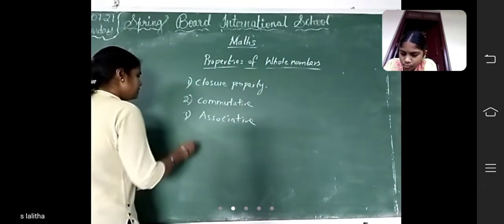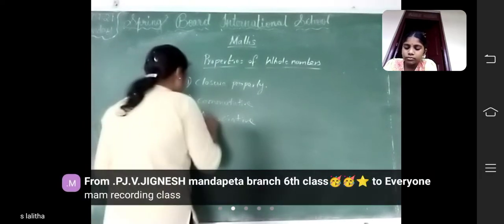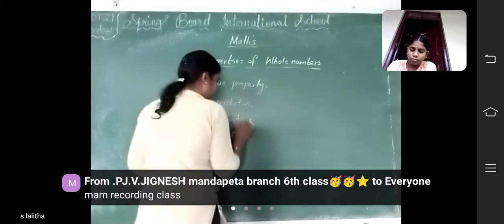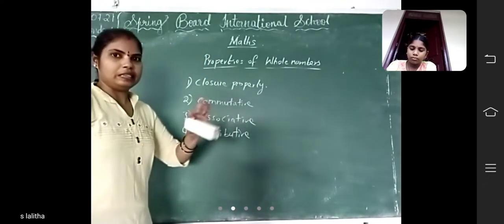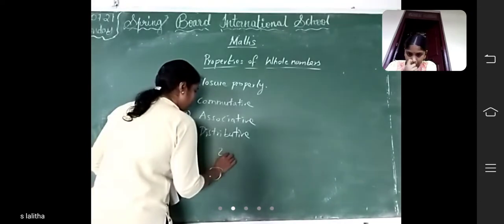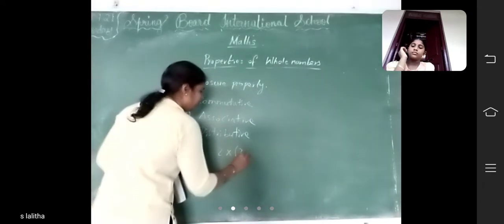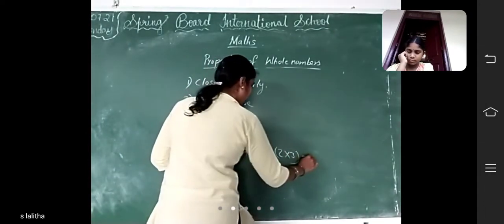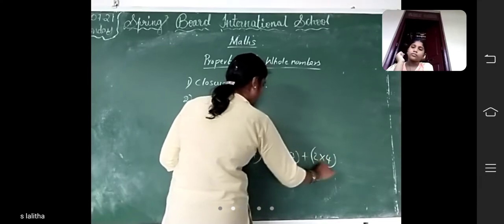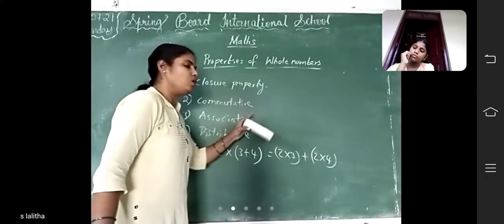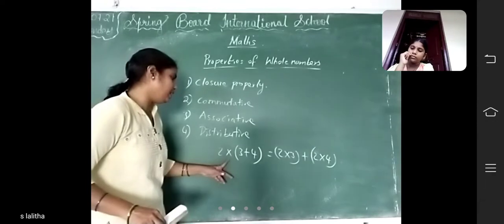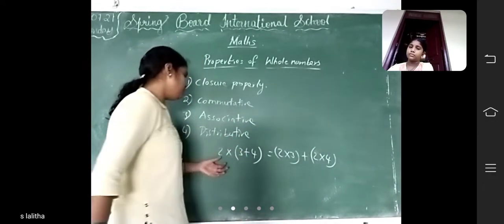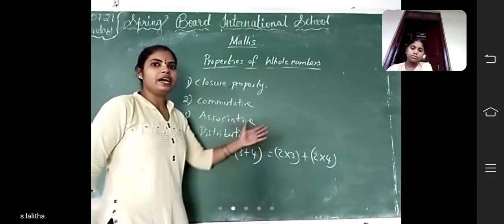And the next property is distributive. In the distributive also we are taking three whole numbers. 2 into 3 plus 4 equal to 2 into 3 plus 2 into 4. In associative property we are taking only one operation, but here we are taking two operations. One is multiplication and the other is addition. So distributive property of multiplication over addition.